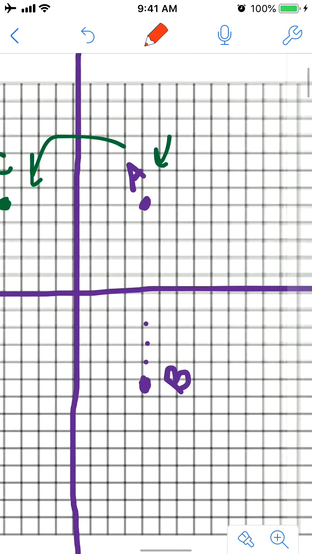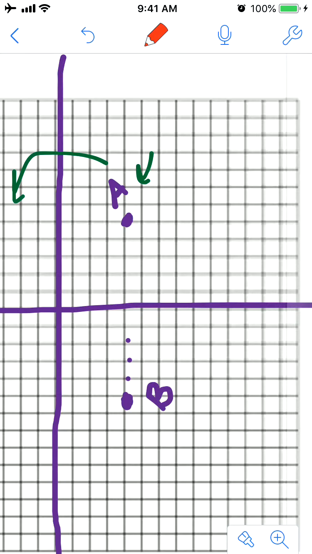The line y = x. That's what we need to flip over, but it's not on the page yet.